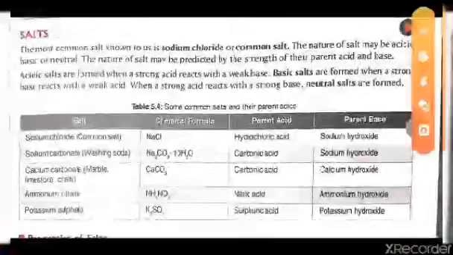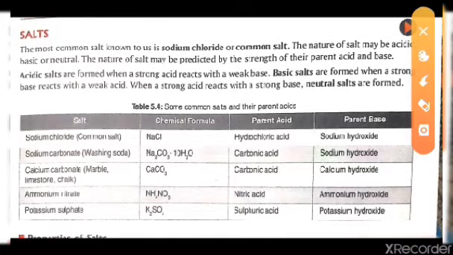Okay, now the common salts we are having over here. The most common salt known to us is sodium chloride. The nature of salt may be acidic, basic or neutral. The nature of salt may be predicted by the strength of their parent acid or base. So here the table is given: what is the chemical formula, who is the parent acid and who is the parent base. In the common salt, known as sodium chloride, the chemical formula is written here.